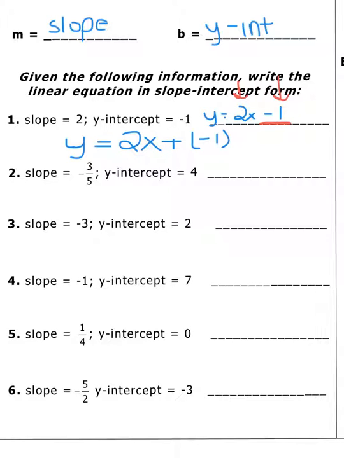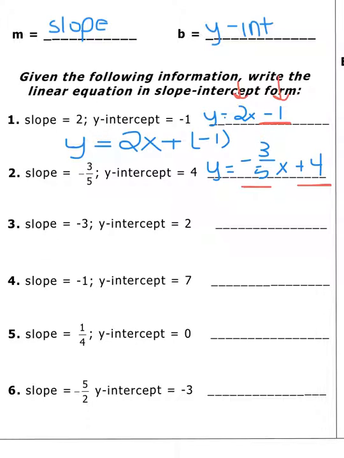Alright, let's look at number 2. This one we have that slope is equal to -3/5 and the y-intercept is 4. So we have y equals -3/5 x plus 4. And that's our answer. We put our slope in where the m would be, and we put our 4 in where the b would be.